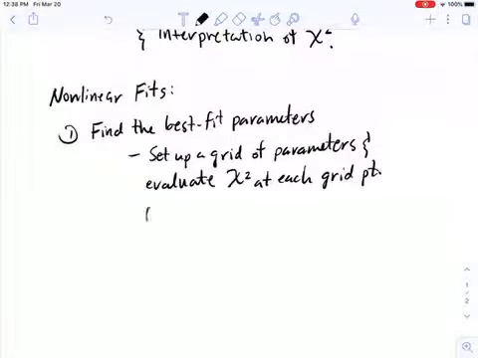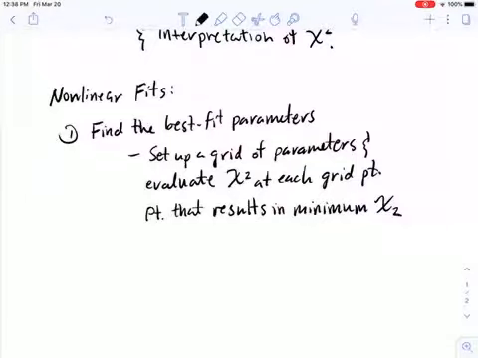Okay, so the point that results in the minimum chi-squared value gives an estimate of the best fit parameters.